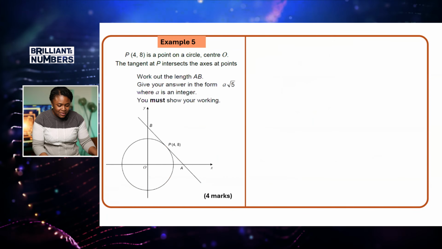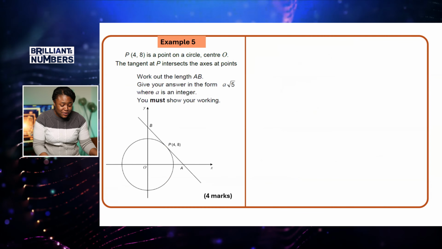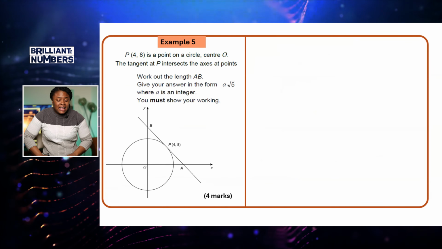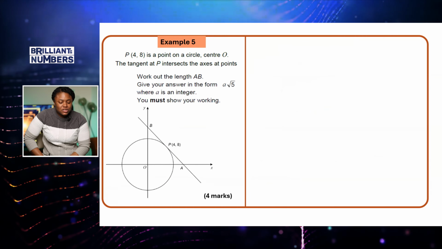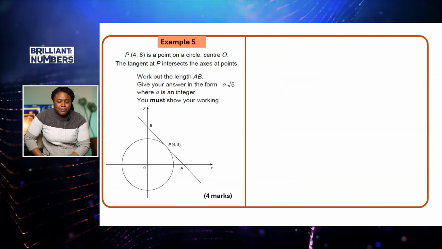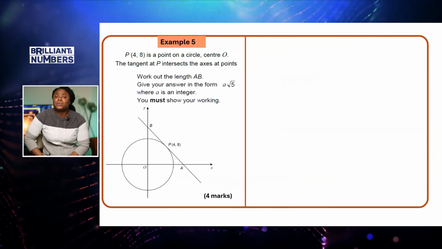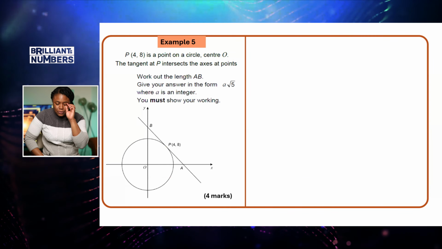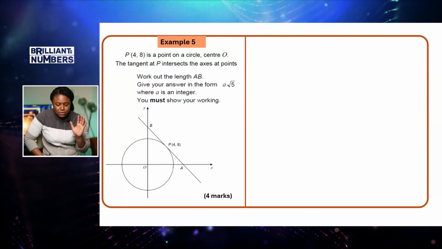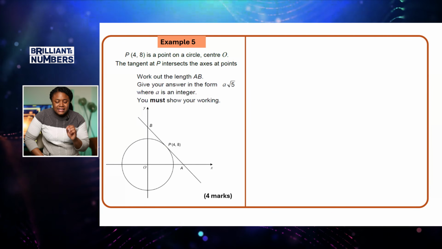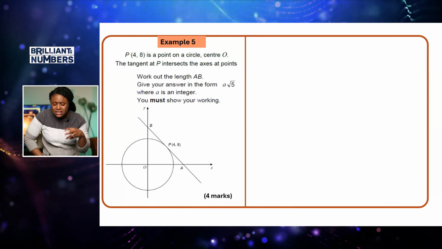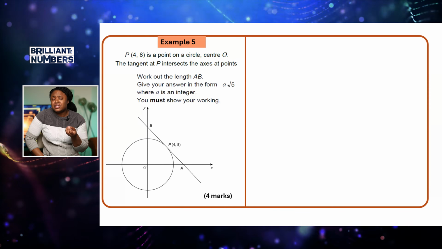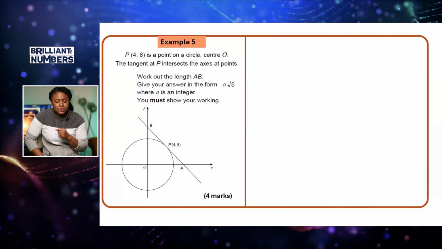Beautiful. So in this one, another beautiful question. P is the point (4, 8). So P(4, 8) is a point on the circle. That one was put in for us. We make a connection with our diagram as we read the question. Beautiful. And the center again is O. By now you recognize for GCSEs you will be given the center to be O for the most part.